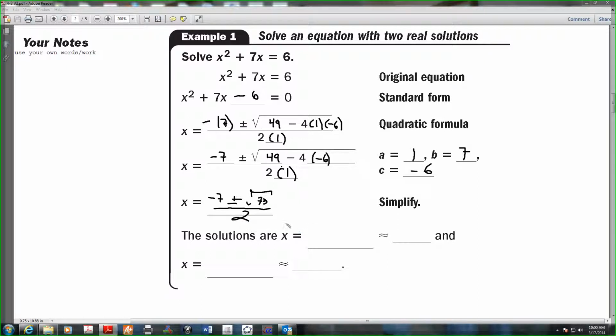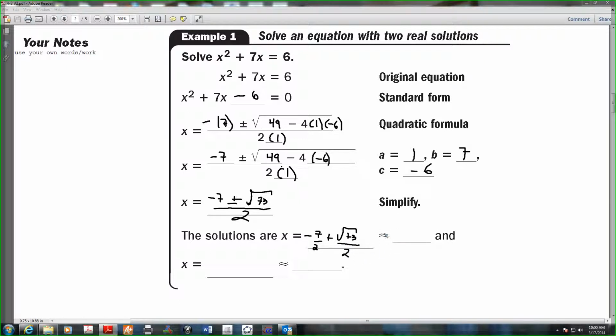What are your solutions? Well, remember you have to simplify whenever possible. So you have to see, well, square root of 73, I try to factorize 73 to see if there's anything I can factorize it with, or if it's a prime number. But 73 is a prime number, so our solutions are just going to be negative 7 over 2 plus square root of 73 over 2.